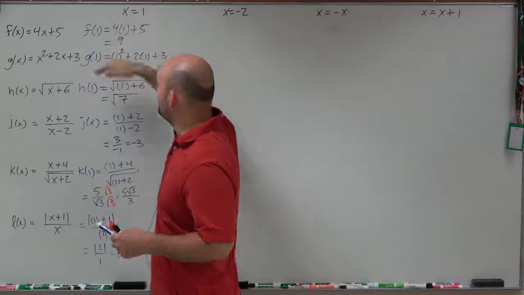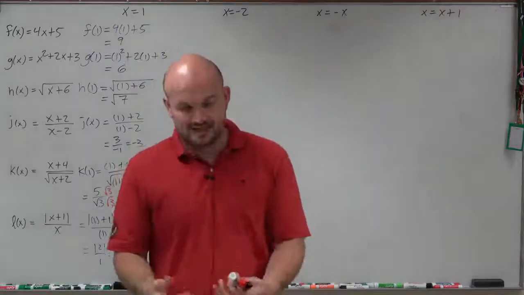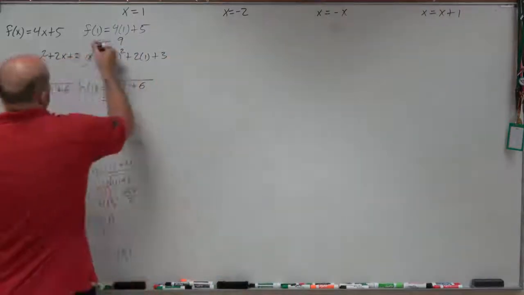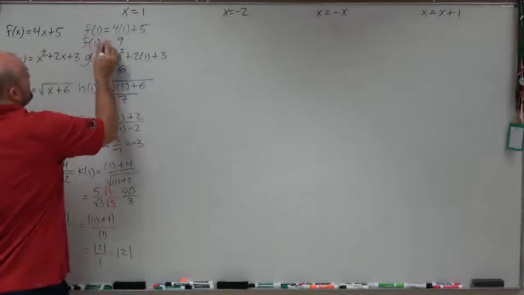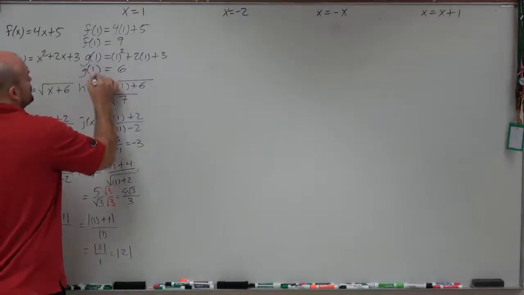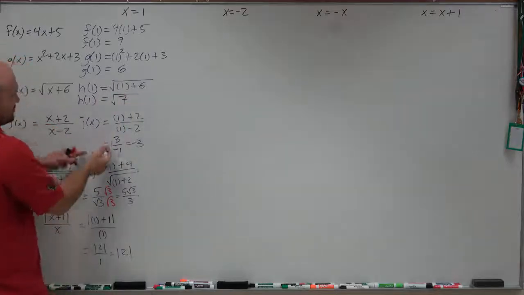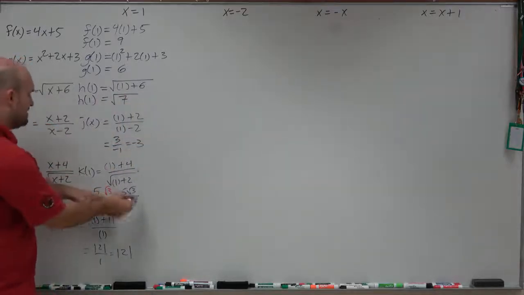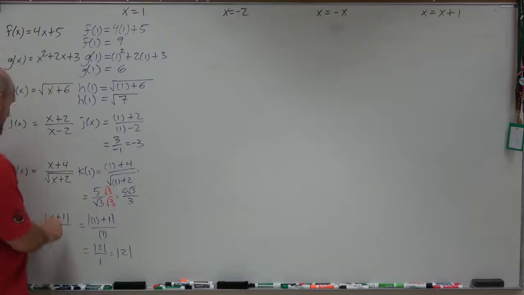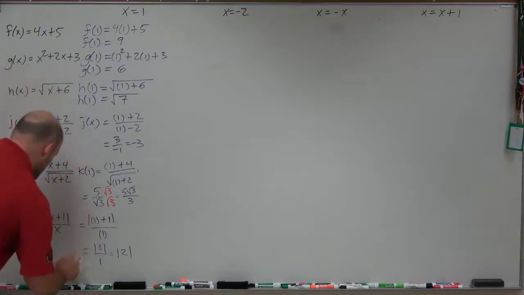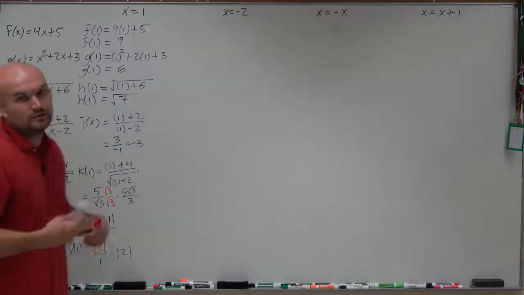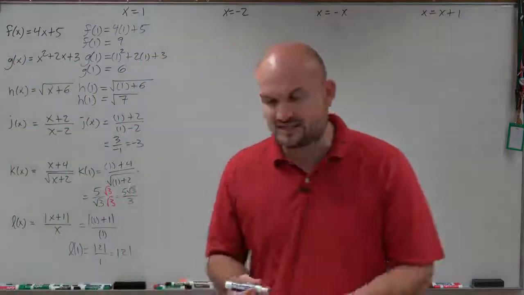Sorry, you're going to have to follow things. I didn't write in there exactly, but what we would really write, if we were to rewrite this, is f of 1 equals 9. G of 1 equals 6. H of 1 equals 7. And j of x equals -3. K of 1 equals 5 square root of 3 over 3. L of 1, I didn't write that in there. L of 1 equals the square root of 2. And that's how you would particularly write them in there.